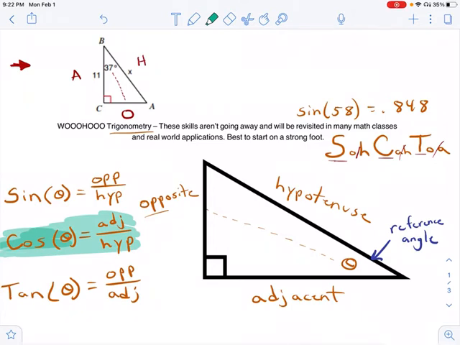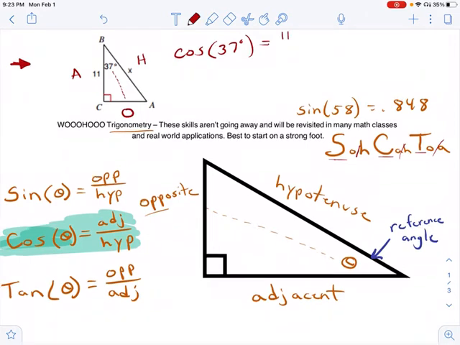So I'm going to use cosine here. I'm going to say that the cosine of 37 degrees is going to be equal to the adjacent divided by the hypotenuse. So that's 11 divided by x.